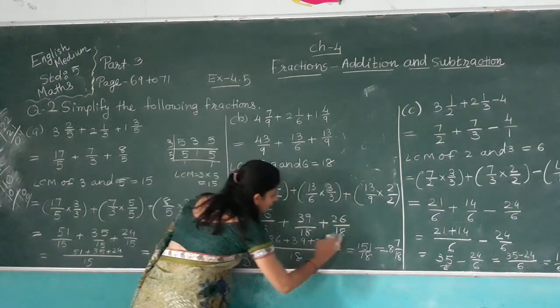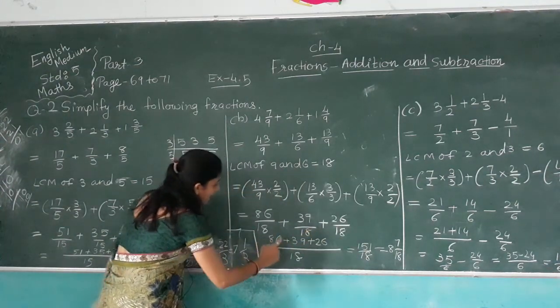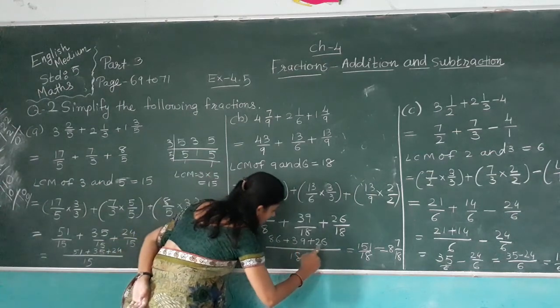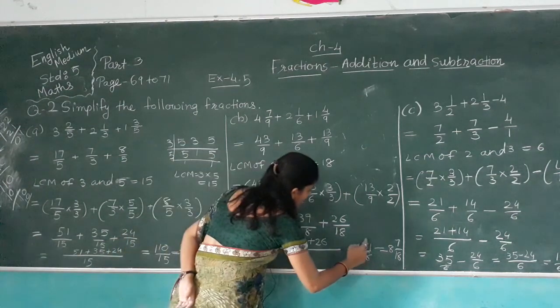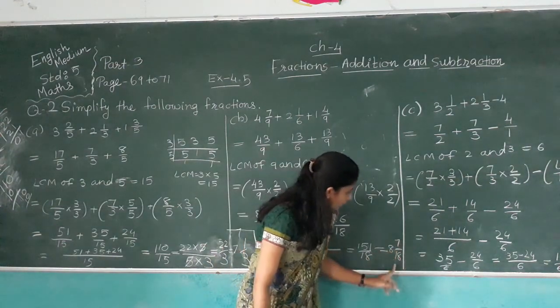So here both denominators are same. Then add it. 86 plus 39 plus 26 out of 18. 151 out of 18. Then we get answer here 87 out of 18.